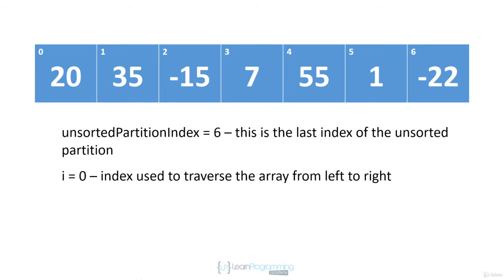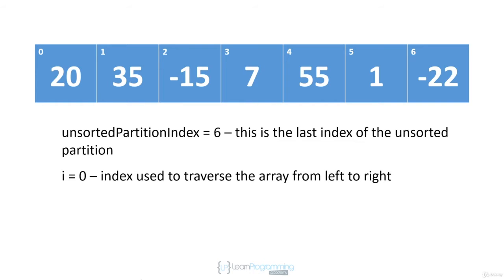So when we start the algorithm for this array, we're going to have a field that we're going to call unsorted partition index. And when we start, this will be 6 because the entire array is the unsorted partition when we start out, because we haven't sorted anything yet. So 6. It will be the last index of the unsorted partition. All right, so the implementation that I'm going to show you starts at the left of the array, or at index 0, so that's what i is.